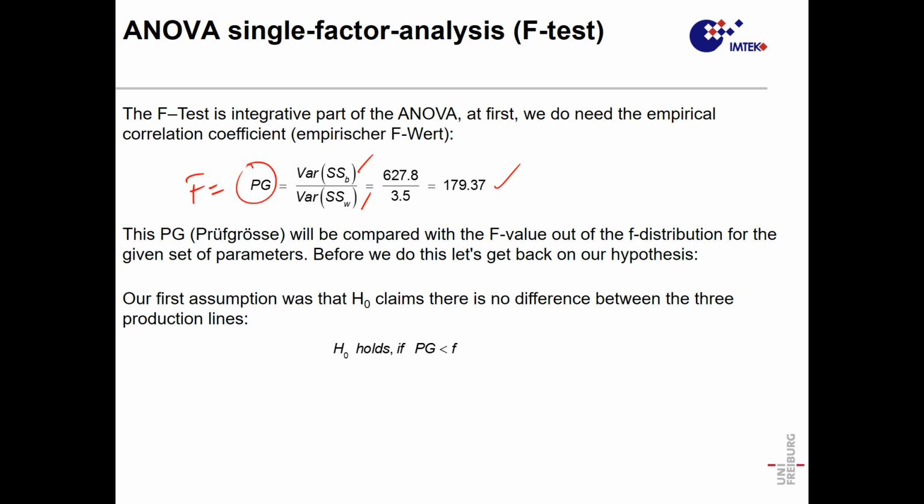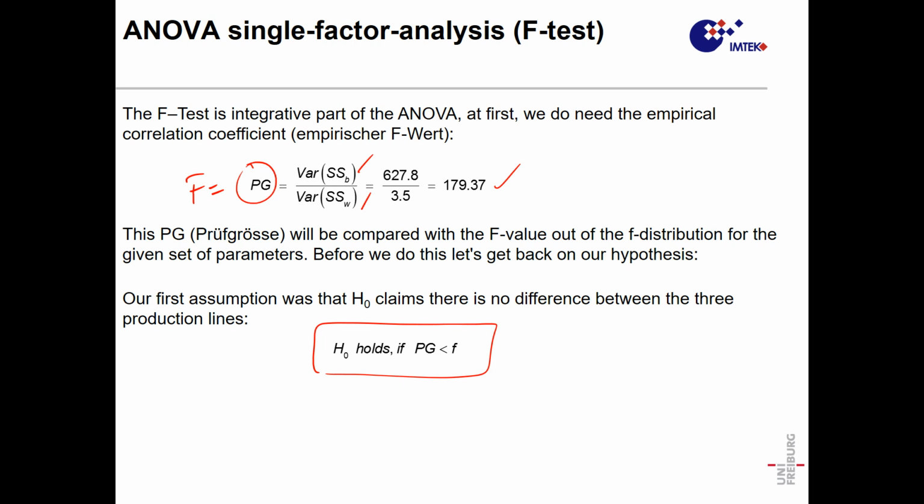Usually when you report your result, you report the F value, which is the statistic, and then you report the p-value associated with that. So 179.37 is larger than our critical value. If it's larger, you reject the null hypothesis. If it's smaller, you keep the null hypothesis. So this is what you say here.